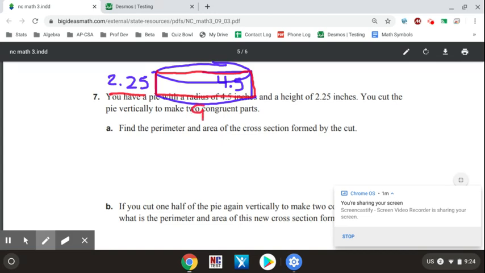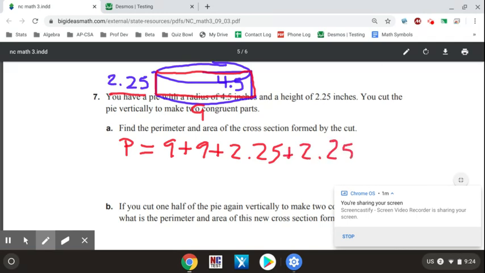Once you realize this rectangle has a length of 9, which is the same as the diameter, and a width of 2.25, which is the same as the height, finding the perimeter should be pretty easy. Perimeter, we add up all the sides. If you learned a shortcut formula to do that, that's fine, but this will get the job done every time, just add up all the sides to get your perimeter. When I add that together, 9 and 9 is 18. A pair of 2's is 4. So that would be equal to 22. And then the 0.25 and 0.25 makes a half. So 22.5.